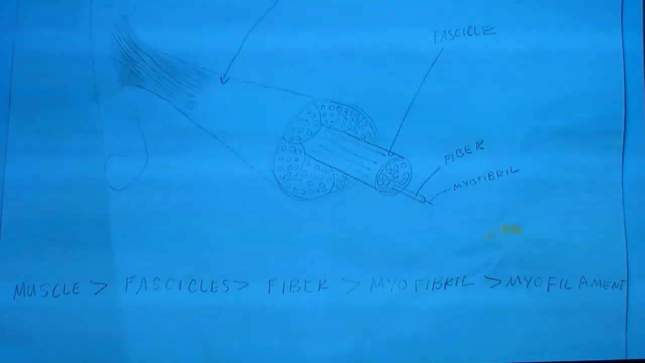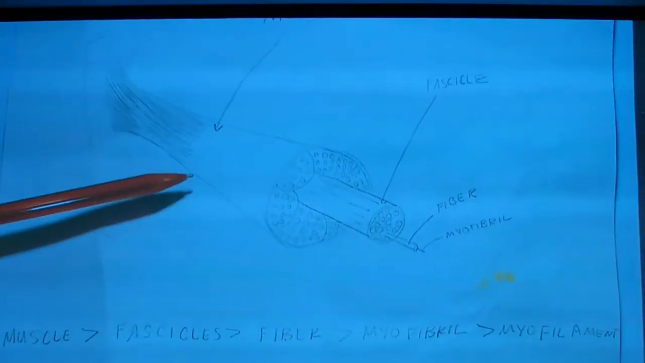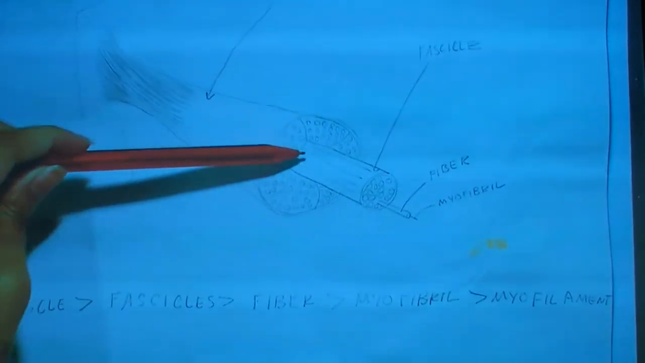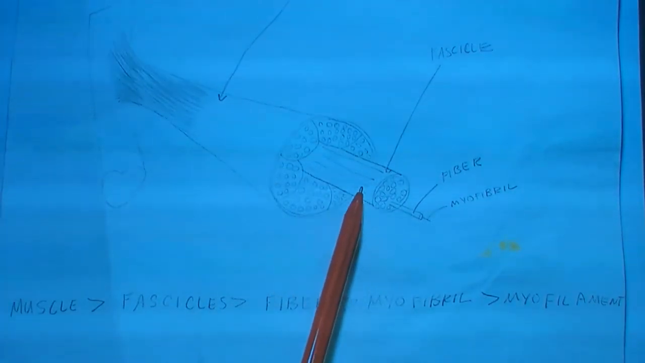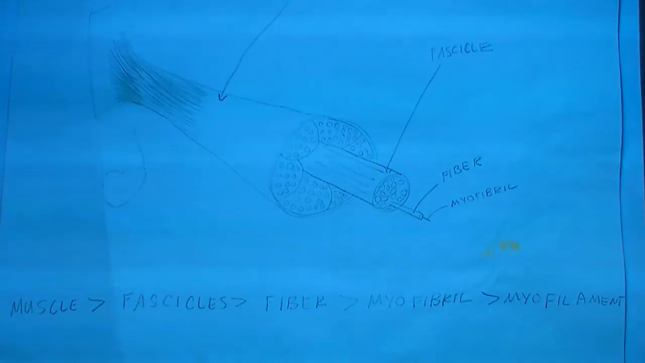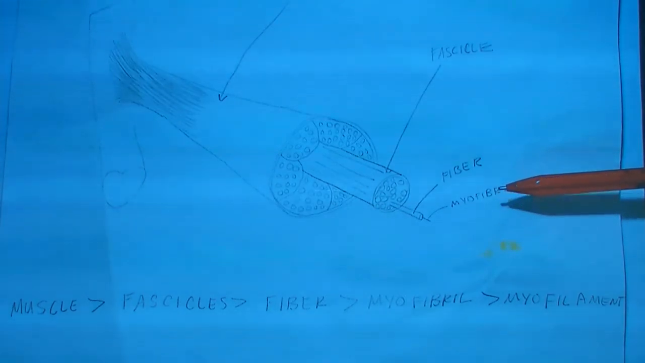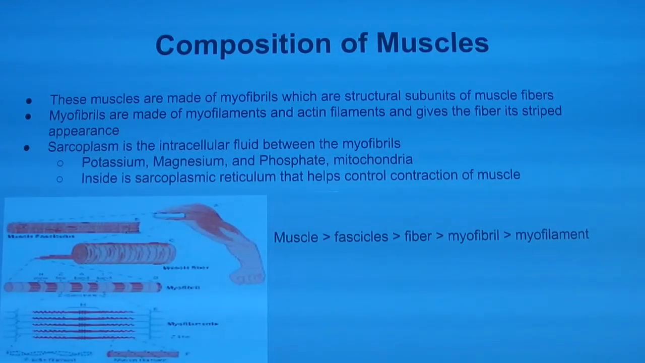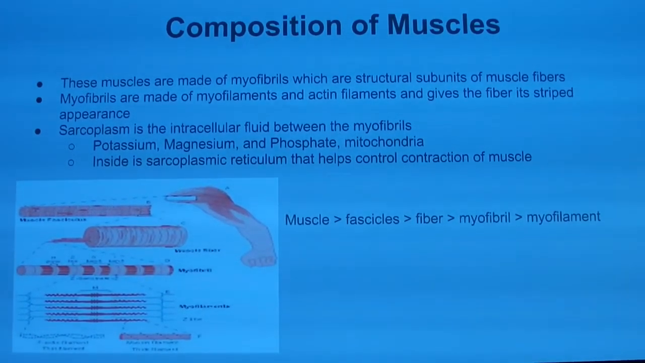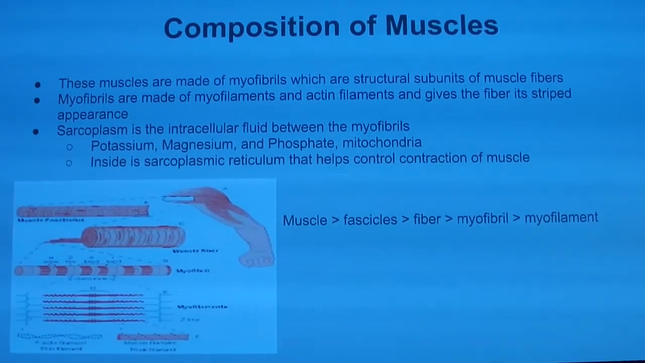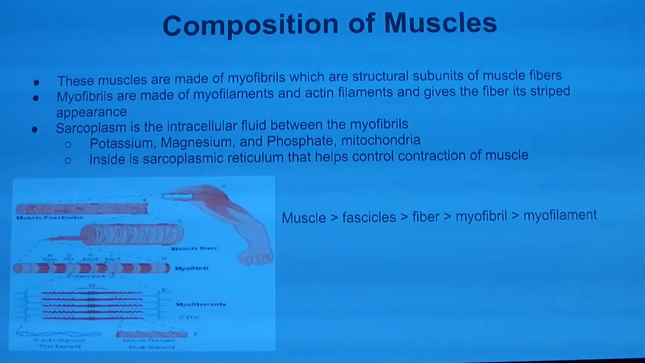This diagram shows muscle attached to a bone here, which is skeletal muscle. We have here fascicles. We also have a muscle fiber. Within this muscle fiber, it's made of myofibrils, and myofibrils are made of myofilaments, which give it a striated appearance. Sarcoplasm is the intracellular fluid between the myofibrils. Potassium, magnesium, and phosphate are found in the sarcoplasm, and also inside the sarcoplasm is the sarcoplasmic reticulum that helps control contraction of muscle.